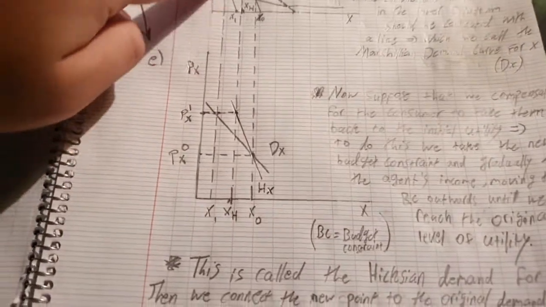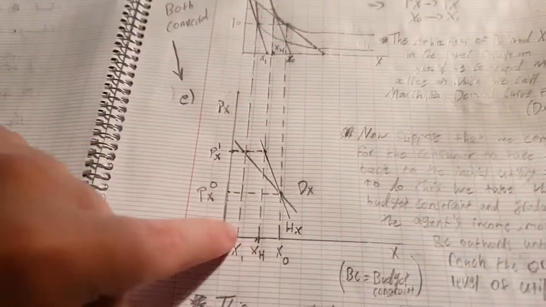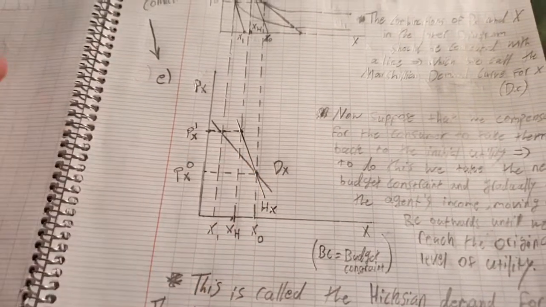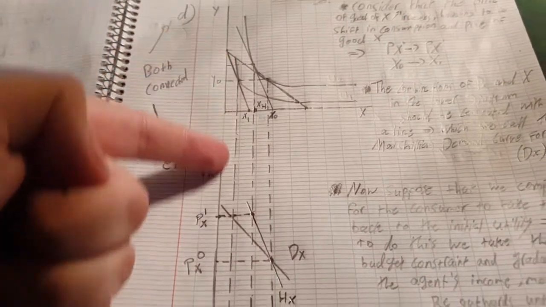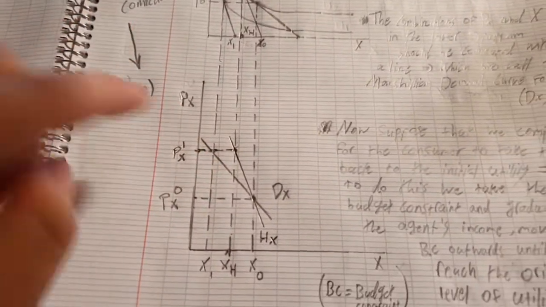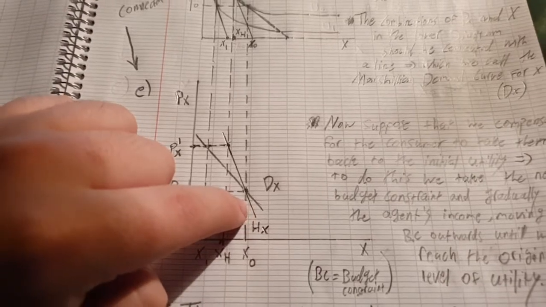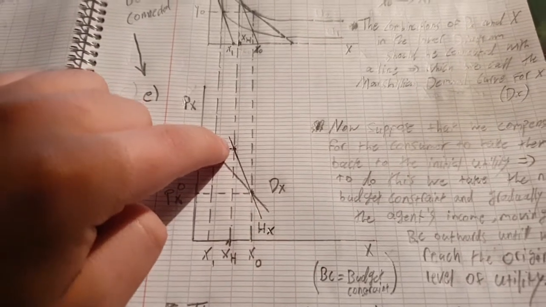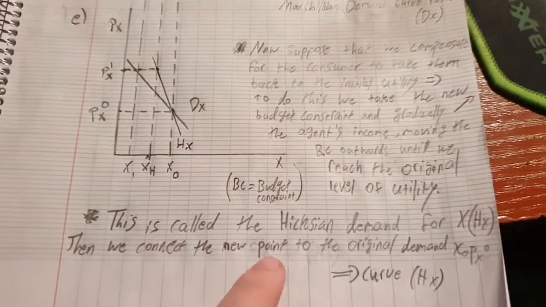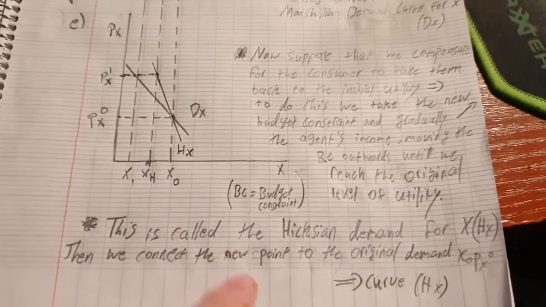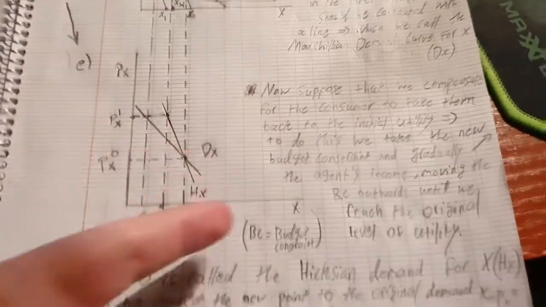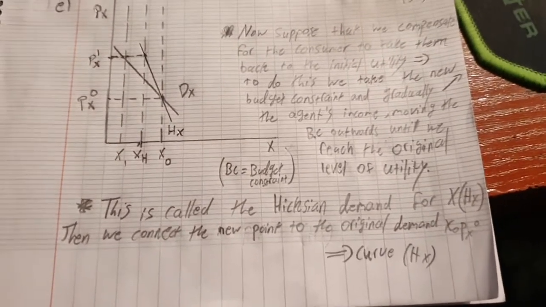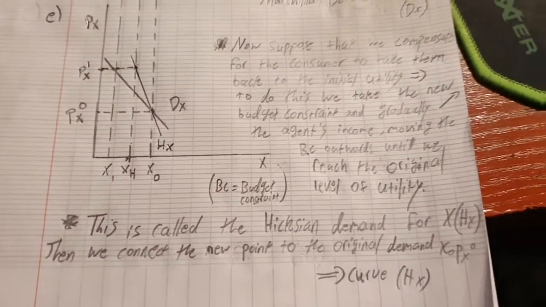And obviously we trace it back to the second diagram, and it's at the same initial point, right? Because we're going back to the starting point, but because it's steeper, it's also steeper on the second diagram, which we see goes from hx to this point. We call it the Hicksian demand for x. We connect the new dots together. It's the curve of hx, the Hicksian curve.